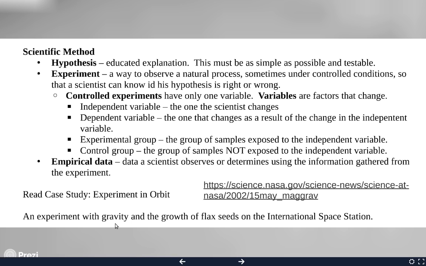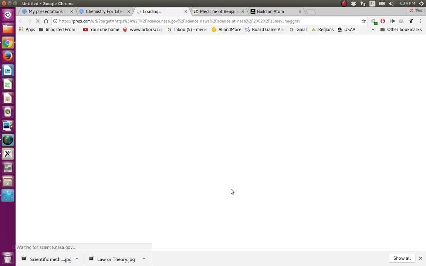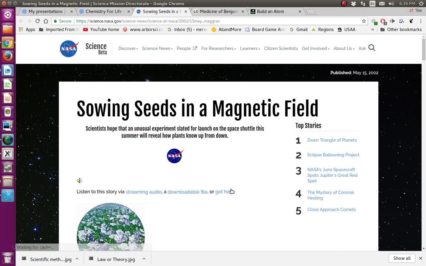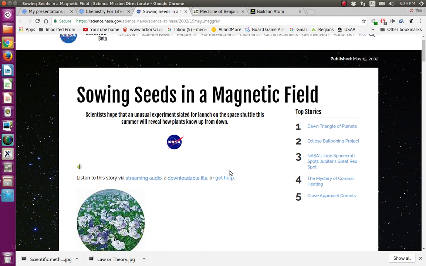And I will also show you that here's a NASA slide about that exact same experiment. Growing seeds in a magnetic field. So you can read all about it and see what happens.